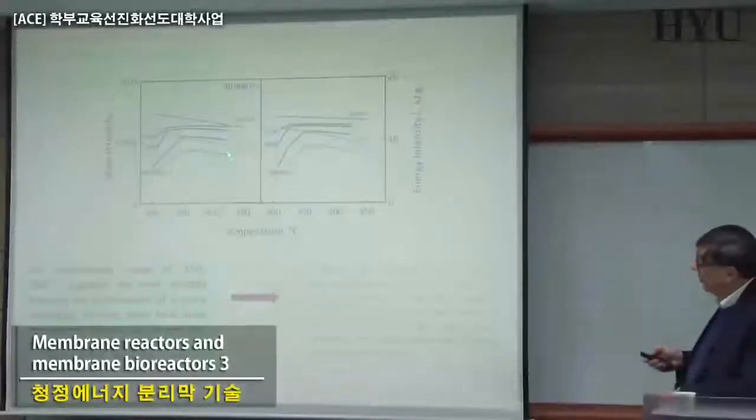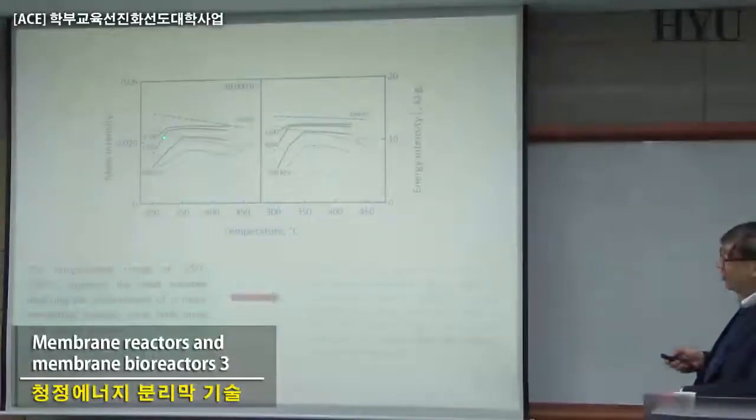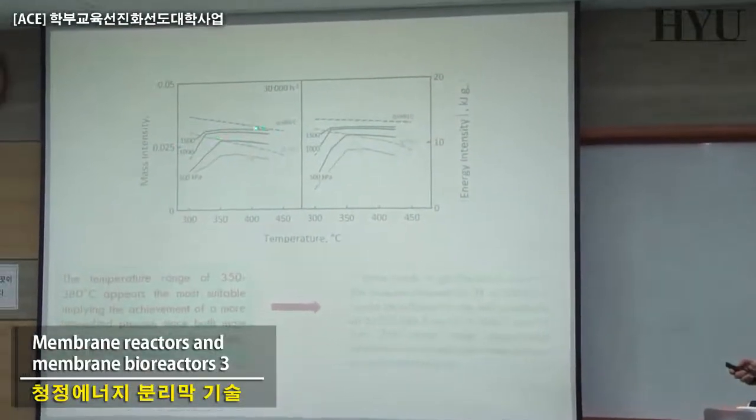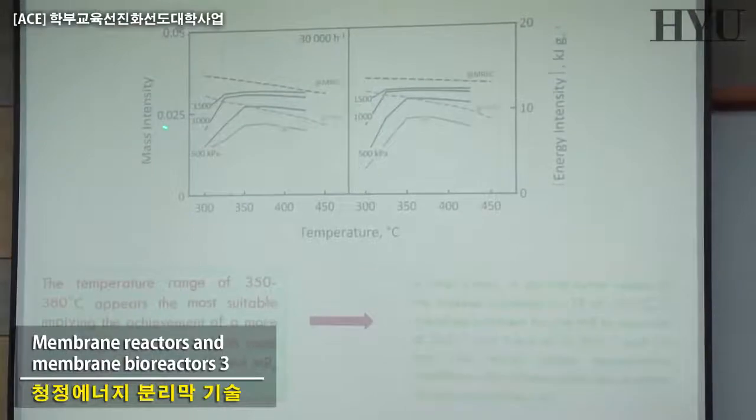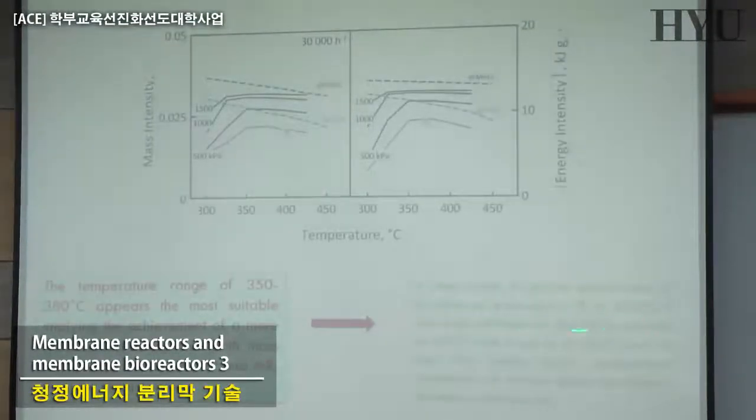However, from this kind of plot, you can also realize that by changing the pressure in the system, we can have the same behavior in a membrane reactor at a much lower temperature than the one necessary for having this mass intensity in the traditional one. Basically, you have 320 at 5 bar, or around 300 degrees centigrade at 10 bar. That means that with this curve or this one here, you can have the same level of mass intensity or energy intensity that you can have with traditional reactors at 350, 380.